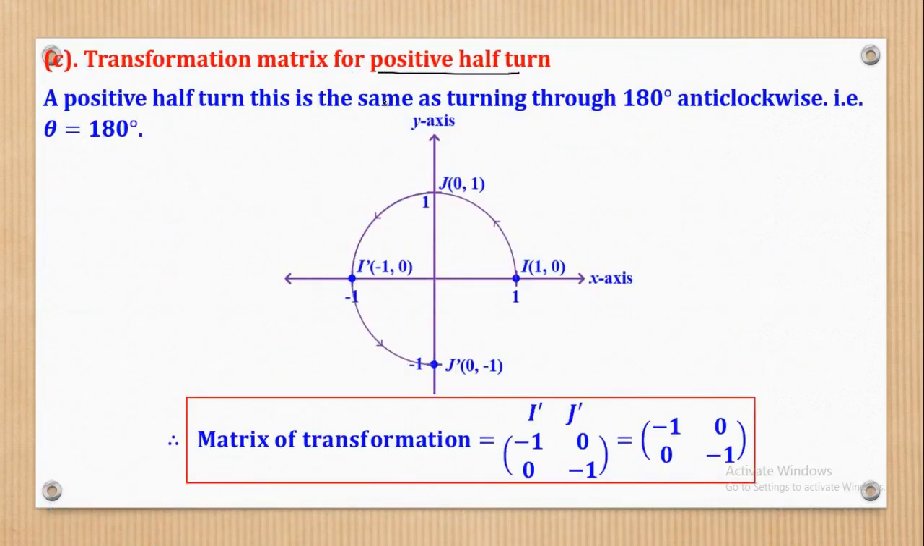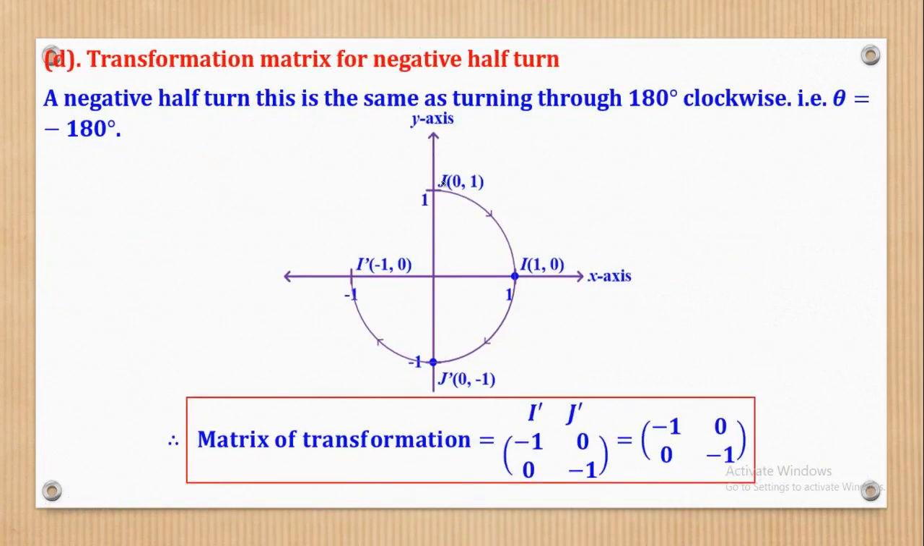For positive half turn, from the object, if this is the object, 180 degrees is here. Then for this object, 180 degrees is here. So write those images and that will give you the matrix. For negative half turn, for this object, 180 degrees is there. For this one, 180 degrees is there. So it gives you these images, and that will be the matrix.